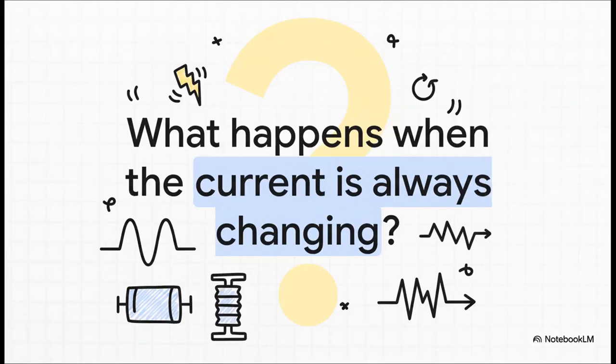Now, everything we talked about today was for steady, direct current. But that brings up a really interesting question, doesn't it? What happens to these components, especially the capacitor and the inductor, when the current is constantly changing direction, like it does in an AC circuit? Well, that's where electronics gets really fun.